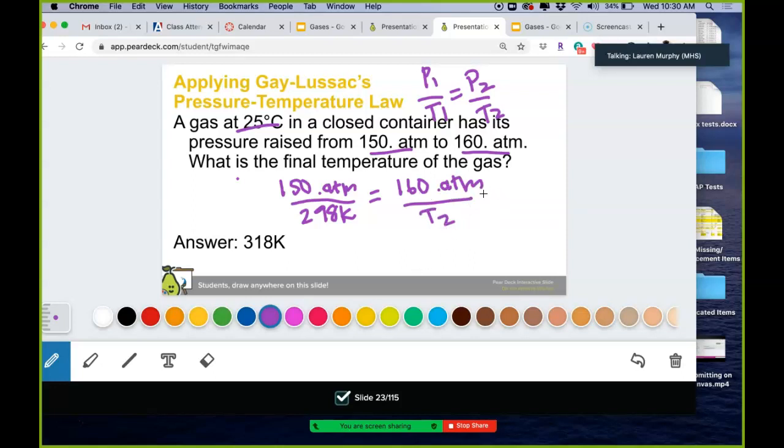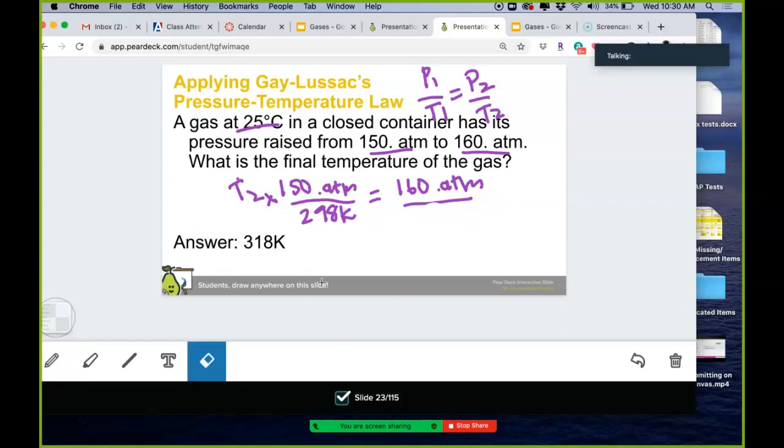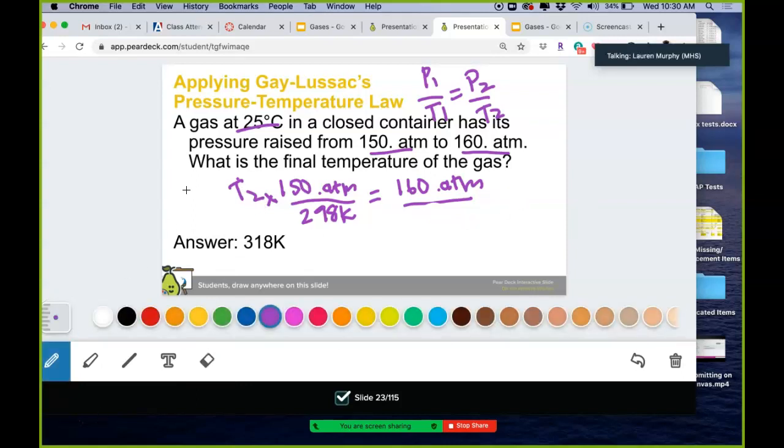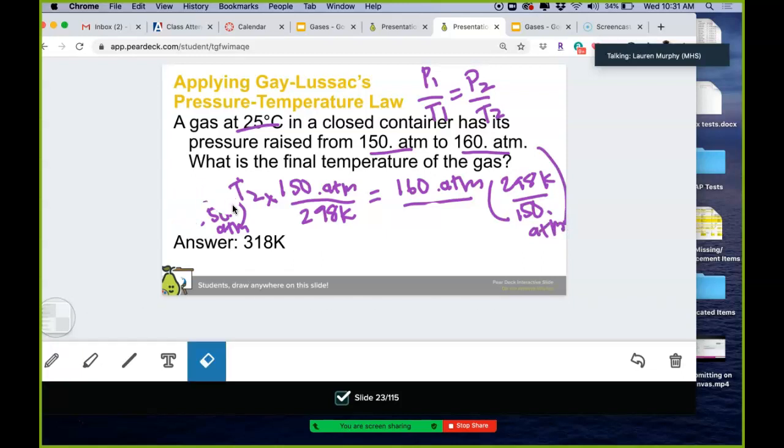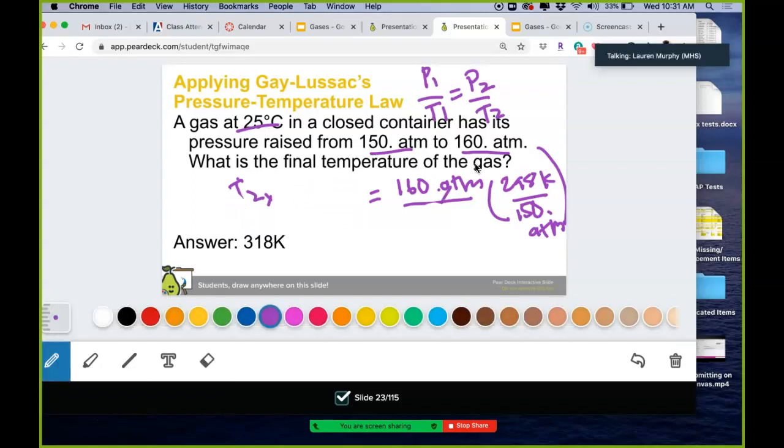Again, the temperature's in the bottom. I need to get it out of the bottom. Okay, and then multiply by the reciprocal. So I'll do the reciprocal part this time instead of cross multiplying. 298 Kelvin over 150 atmospheres. That's how we get rid of it on that side. So this guy goes away with this guy. Our atmospheres cancel. And we're left with Kelvin, 318 Kelvin.